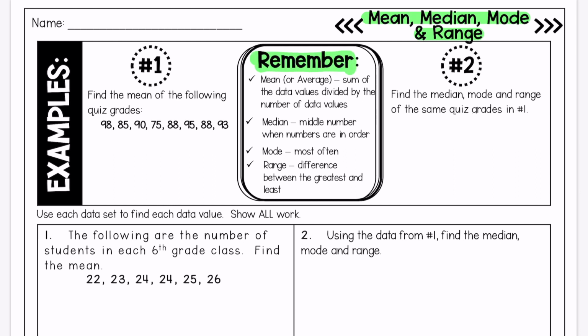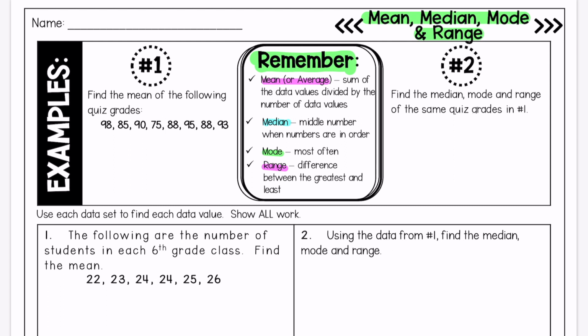So we have the mean, or the average, which we find by taking the sum of the data values, which means we add them, and divide by the number of data values. Then we have the median, which is the middle number as long as the numbers are in order. Then we have the mode, which is the one that occurs the most often. And last but not least is our range, which is the difference between the greatest and the least. That means we're subtracting the biggest number minus the smallest number.